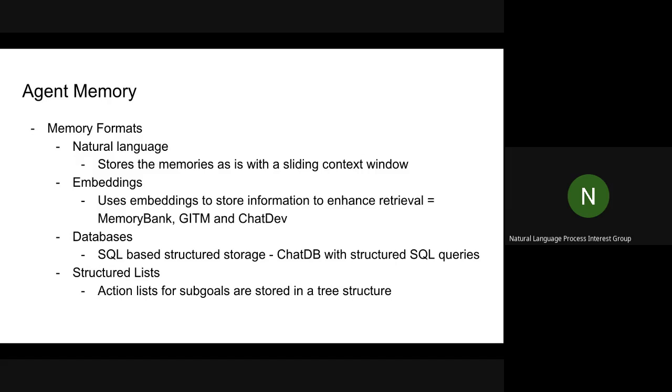And then structured lists as well. So it's like an action list for sub goals that are stored in a tree structure. This is more for the trajectory part of things, right? This is my goal, these are all of the things I did to achieve my goal, and it's stored in that hierarchy so that structure is maintained whenever you query.